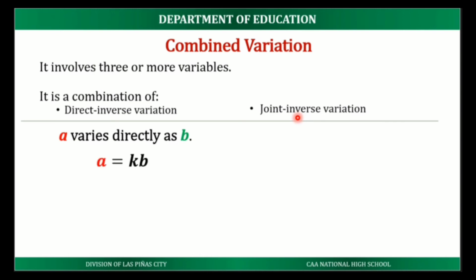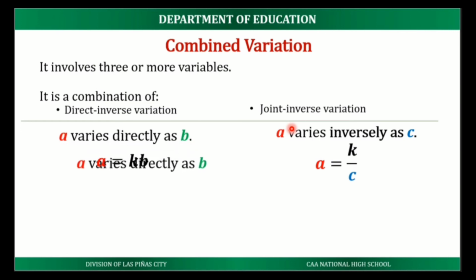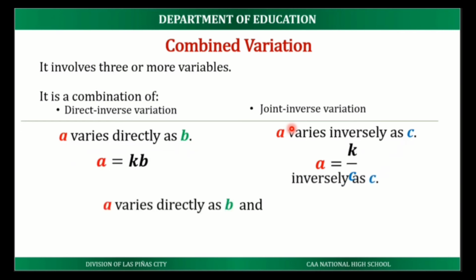So, sa direct, A varies directly as B, di ba? We translate it as A is equal to KB. Then, A varies inversely as C, so we translate it as A is equal to K over C. So, sa combine, ipagko-combine lang tong dalawang variation na to. So, we have A varies directly as B and inversely as C. So, this is an example of combined variation.